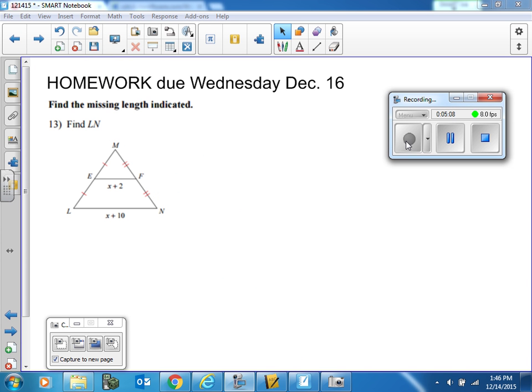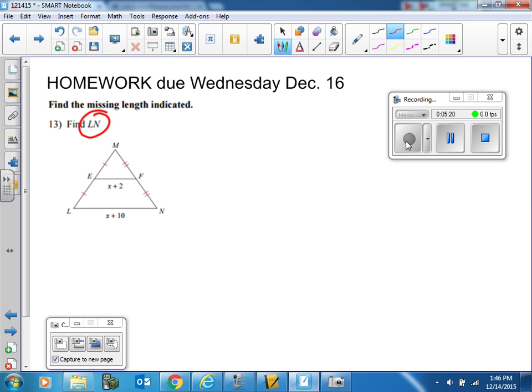Okay, once you get to number 13, the only difference is you have to find the value for x and then plug it back in to find the side they're asking you to find. So in this case, you're trying to find LN, which is this one I'm doing in red, and we have the mid-segment EF, and we know that twice the blue mid-segment is going to equal this red one, LN. So I can write this equation as 2 times x plus 2 equals x plus 10.